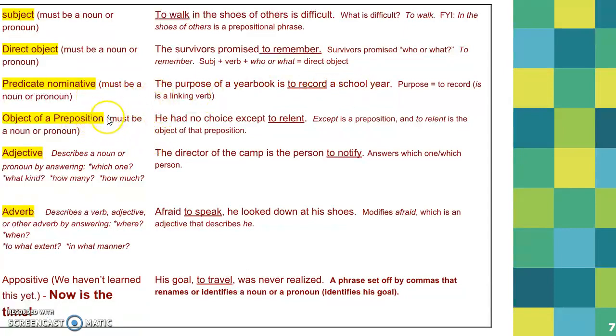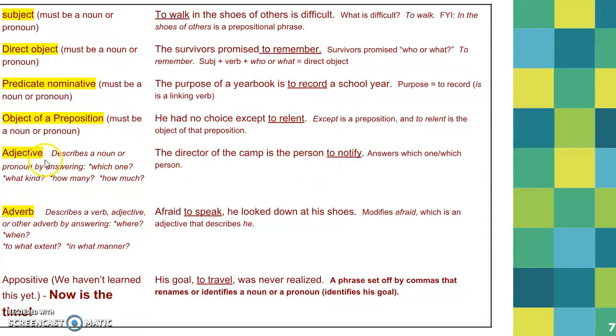Object of a preposition. This is the one that might be a little confusing to you because I just said that to itself can be a preposition. You know, to the store, to the door, things like that. Those are prepositions. However, in this case, he had no choice except to relent. This is the object of the preposition because the preposition here isn't to. The preposition is except. What did he have to accept? Or excuse me, what, except what did he have to have? It's to relent. So this is the object of this. This is the noun that goes with this preposition.